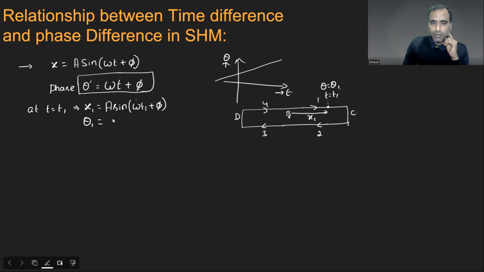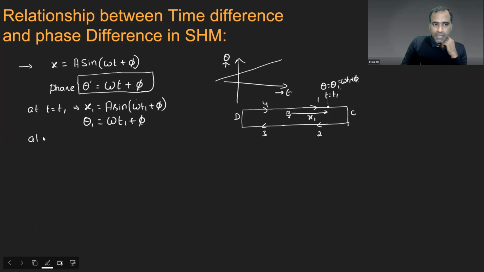Now, can you tell me what is the phase at time t1? At any time, you know, no? Since you want time t1, just substitute t1. Omega into t1 plus phi. Is that okay? The phase at this particular time is omega into t1 plus phi.